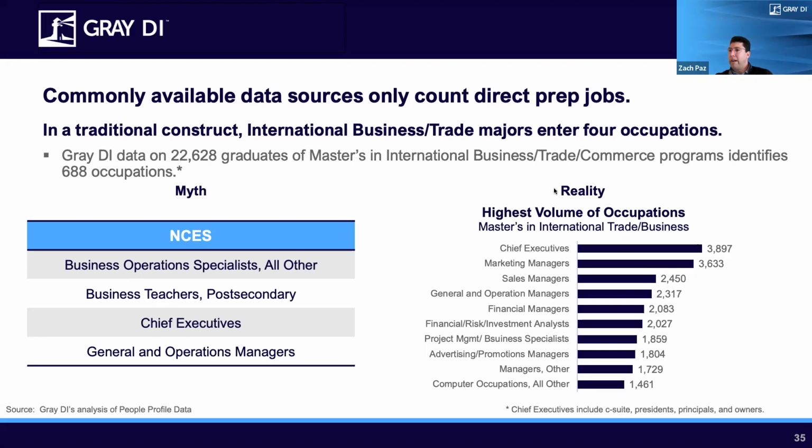So what happens in reality? These graduates are actually going to 688 different occupations, not just the 4 that were identified for them. Some of them you do see on here, the match. We have chief executives, general and operations managers, but we also have marketing, sales, finance, project management, advertising, computer occupations. So again, if you're just looking at the potential outcomes based on the direct prep crosswalk, you might be missing a lot of opportunity for your graduates, and who knows if that can help inform different curriculum or interdisciplinary programs that you can offer to make your graduates as prepared as they can be for the job market.